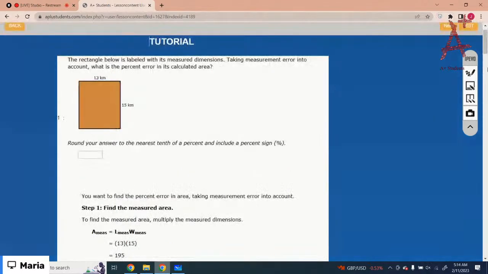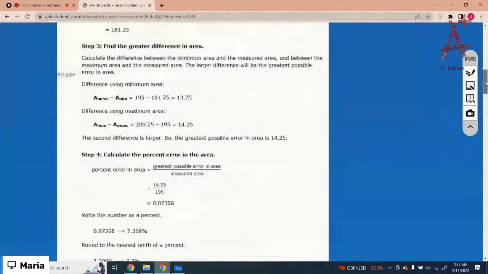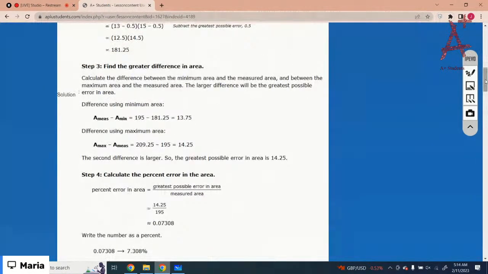So the greater difference in area can be calculated by calculating the difference using the minimum area, then the difference using the maximum area. Got it? So then calculate the percent error. Percent error in area equals the greatest possible error divided by the measured area. Like, greatest possible error is 14.25 and the measured area is 195. Got it?